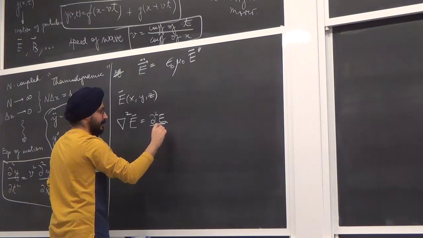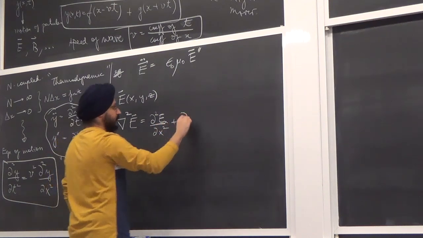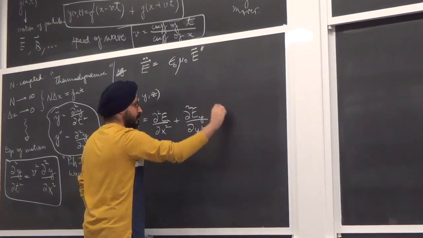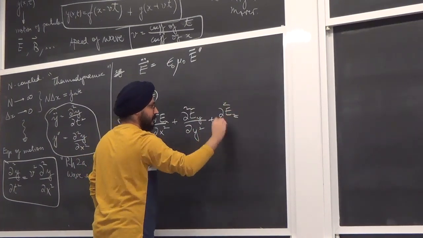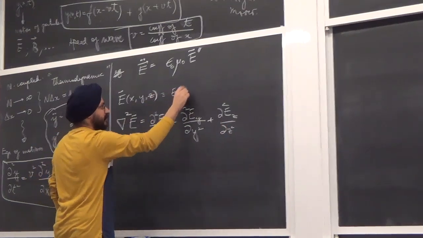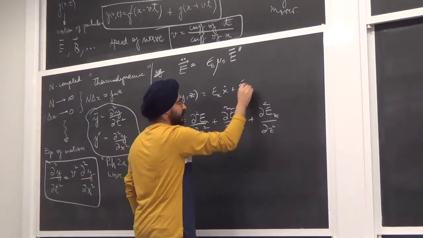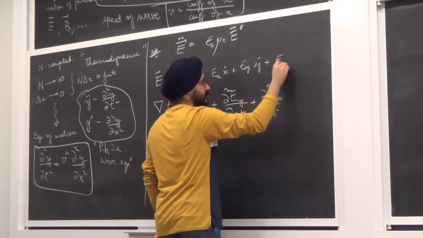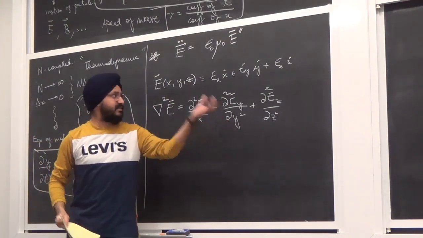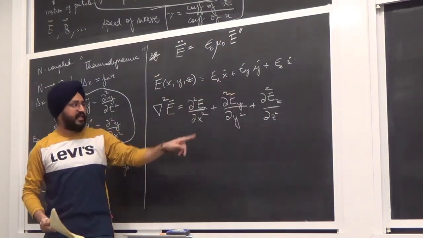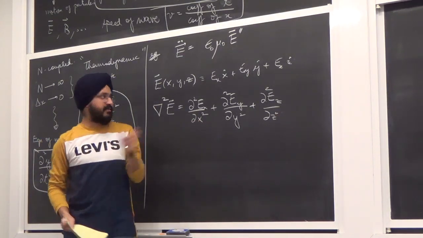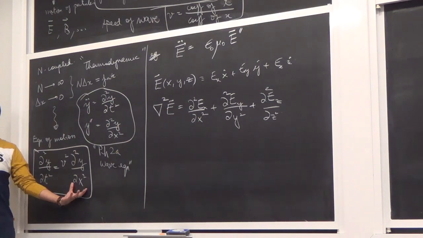over del x squared, plus partial squared Ey over del y squared, plus partial squared Ez over del z squared. So E has, of course, three components, Ex x hat plus Ey y hat plus Ez z hat. And the Laplacian is just take the individual components, second differentiate with their respective coordinates, add them up together. That's it. So the Laplacian in one dimension is just the double prime that we had before.